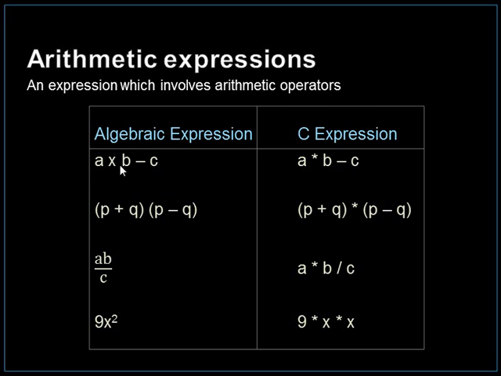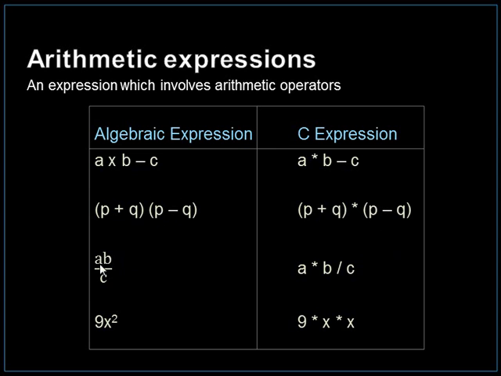So A into B minus C, so the into sign is represented by asterisk in C. If we have P plus Q multiplied by P minus Q, in maths you assume that here it is multiplication, even if you don't write it, but you have to tell explicitly in the C language if there's multiplication or not. If you drop this sign, it will show an error.